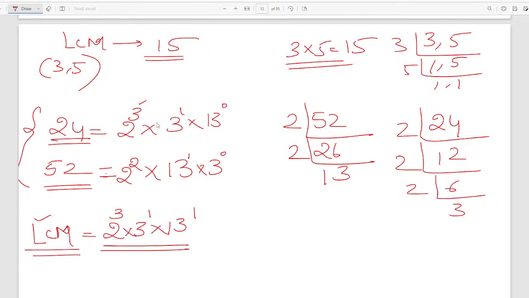So 2 raised to 3. In this 52, there is no 3 as a prime. So we have 3 raised to 1, and this 3 raised to 1 will come here. And 13, when we compare these two, 13 raised to 1 is the highest. So 13 raised to 1. So 8 3s are 24, and then 13. This number is the LCM.